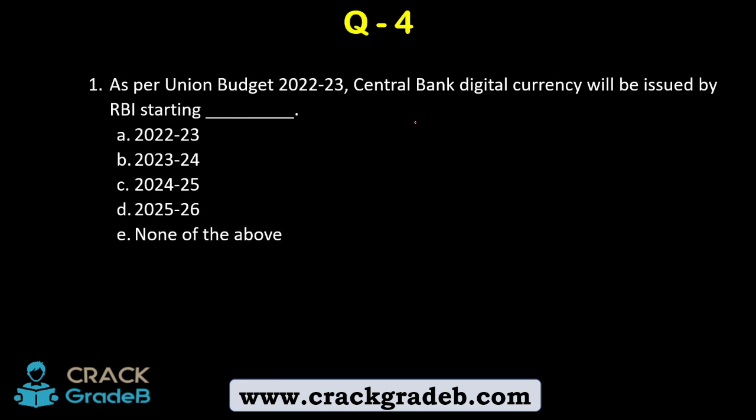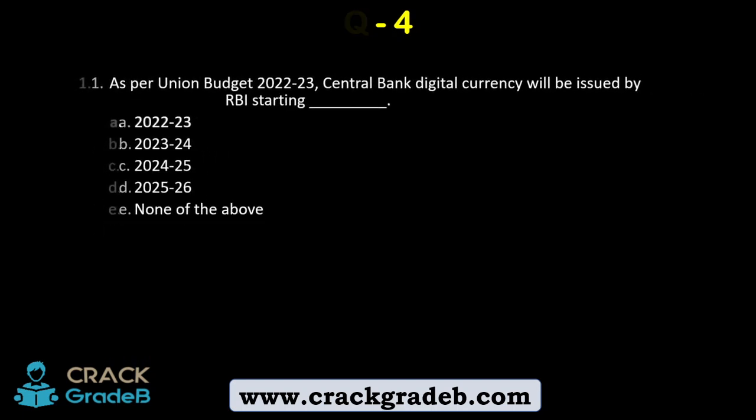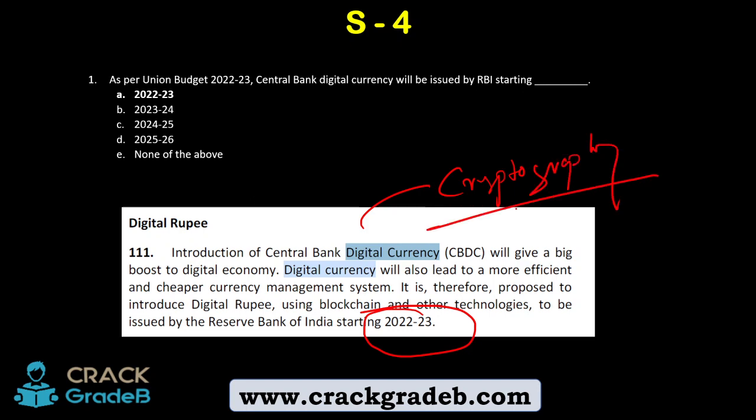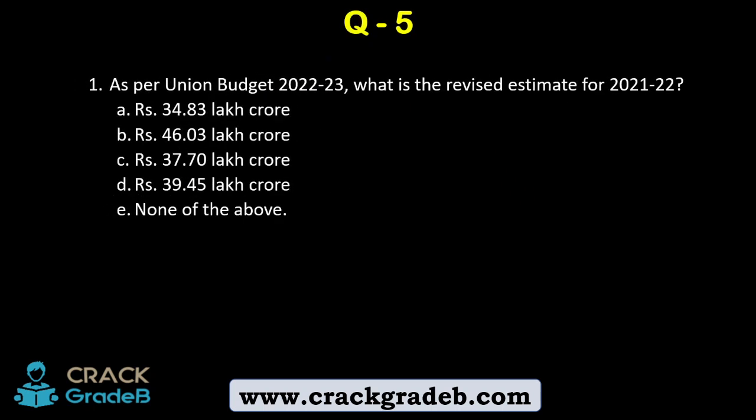As per Union Budget 22-23, central bank digital currency will be issued by RBI starting in which year? This is one of the simplest questions, but it is related to RBI, so it holds much relevance. 2022-23 would be the year that RBI comes up with the digital currency. It will be backed by cryptography, which is the technology. Let's move forward with question number 5.